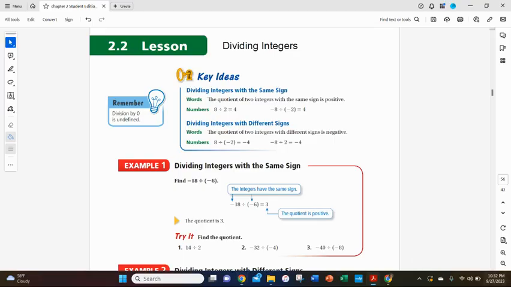Okay, today's lesson is lesson 2-2, which is dividing integers. Dividing integers is very similar to multiplying integers. So, you have essentially two main rules.